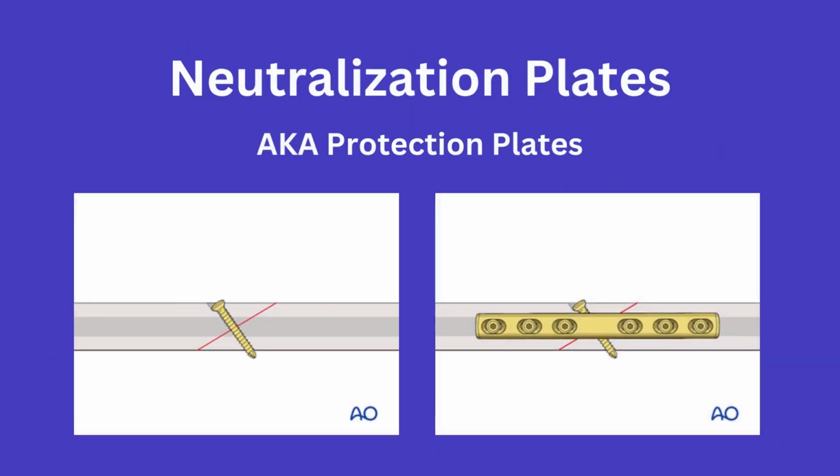Next, we have the neutralization plate. Neutralization plates are typically applied across fractures that have been compressed using lag screws in order to provide stability against torsional forces that the lag screws alone would leave the bone vulnerable to. You can see an example here.